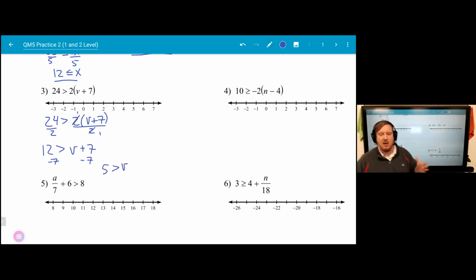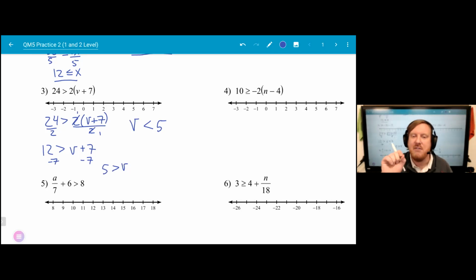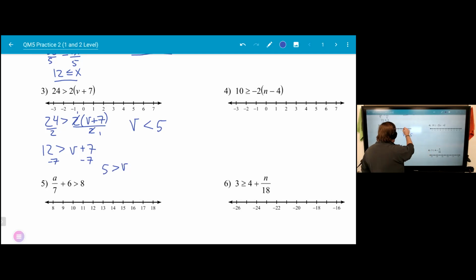Just like we did with number 1, we're going to want to write the variable first. I've got v and I've got 5. Now this was opening towards the 5, so it still needs to open towards the 5. That's a v, by the way. I know it looks a little bit like an r, so v is less than 5. I'm going to come to 5, and because it's just less than, it could never equal 5, I'm going to put an open circle at 5.